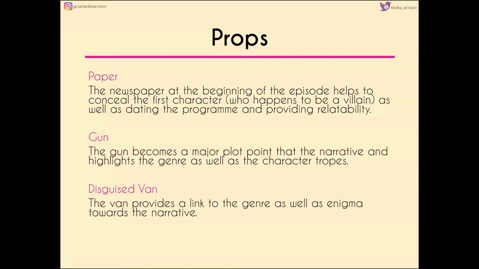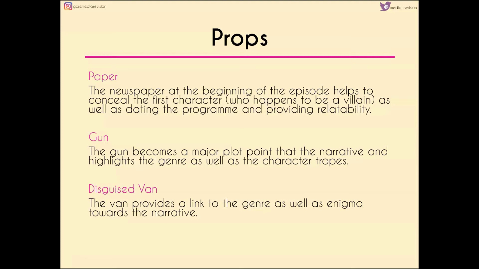We then see the gun, which becomes a major plot point for the narrative, and this appears throughout the episode in lots of different places. Obviously, we would expect this within the crime drama genre, but it also helps to identify who is a villain, who's the hero, who's the good guys, and who's the bad guys. So the gun prop helps to identify the characters as well as providing a focus for the narrative as a whole.